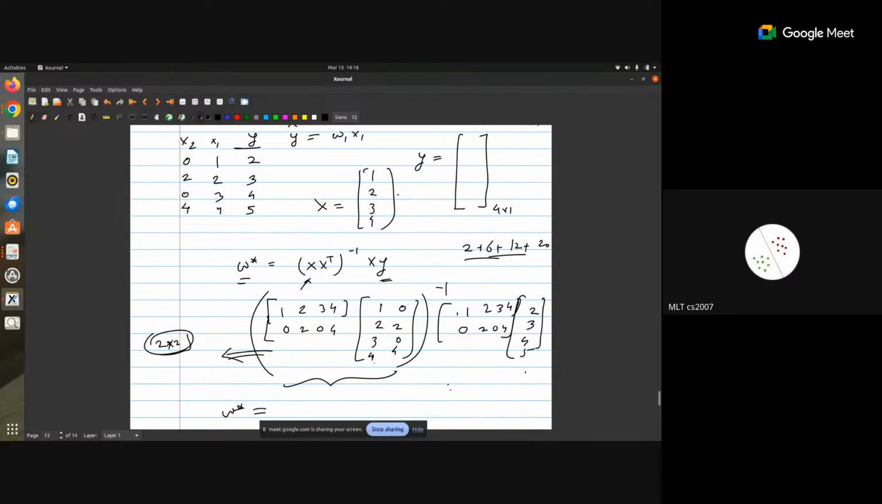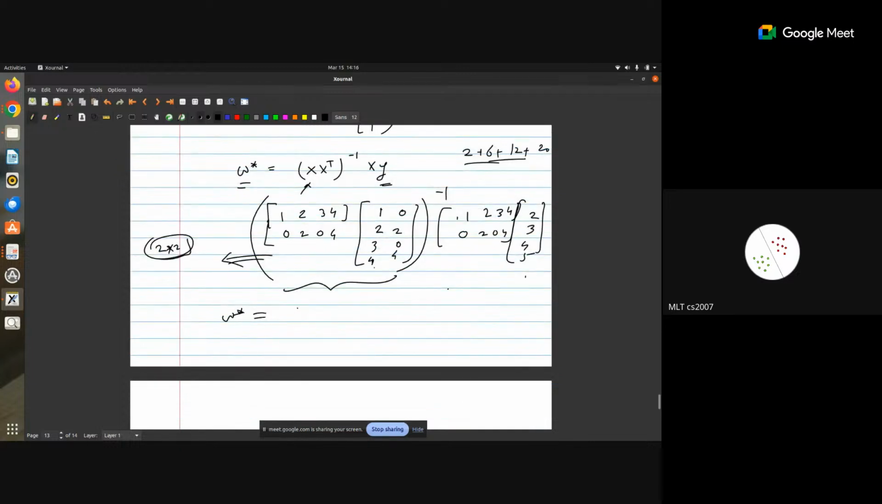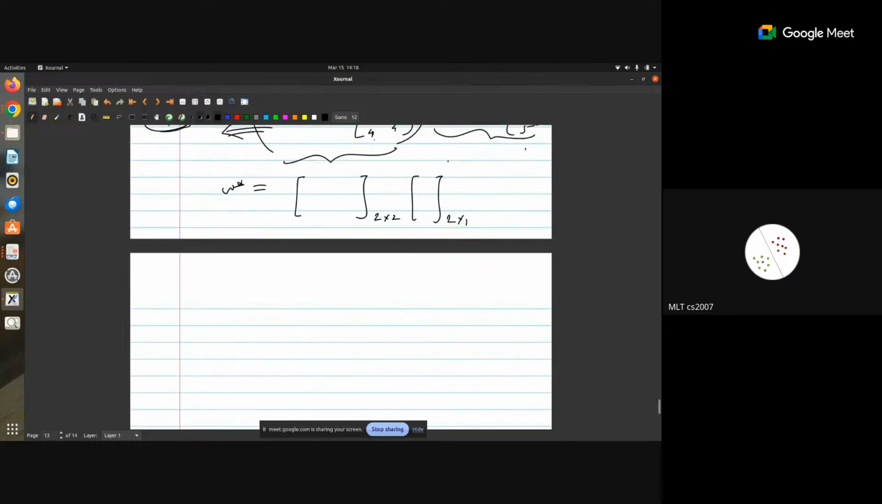So now when you find the solution, this will be a 2 cross 2 matrix. This part gives me a 2 cross 1 vector, and the inverse is also a 2 cross 2 matrix, and then you will just multiply this part. What is the final thing you will get for w star? You will get a 2 cross 1 vector, right? So you will need to find these kinds of solutions.